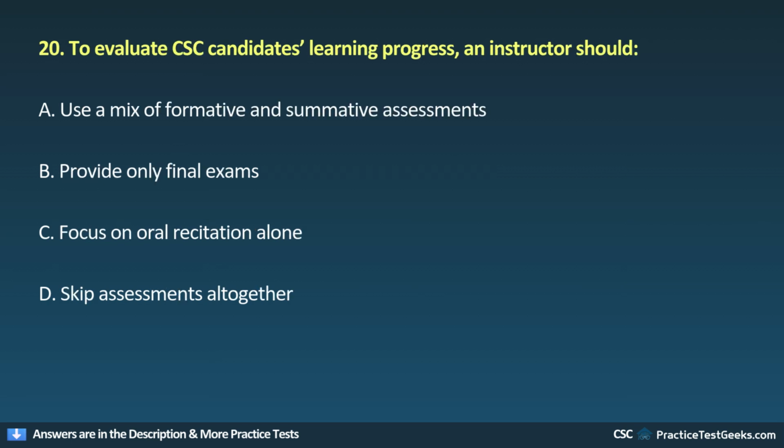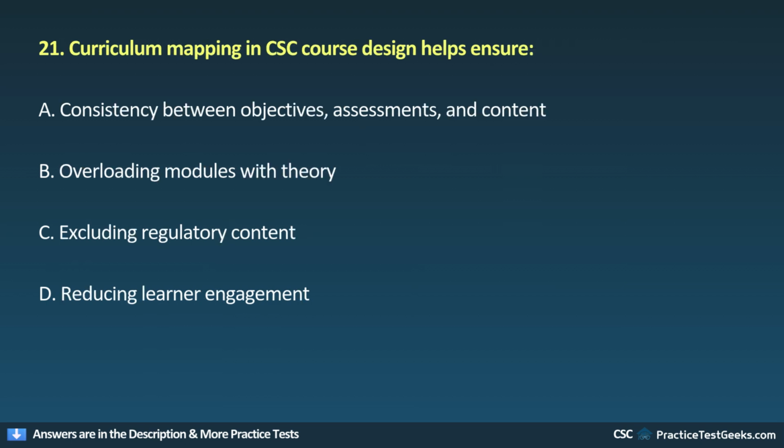20. To evaluate CSC candidates' learning progress, an instructor should A. Use a mix of formative and summative assessments. B. Provide only final exams. C. Focus on oral recitation alone. D. Skip assessments altogether.